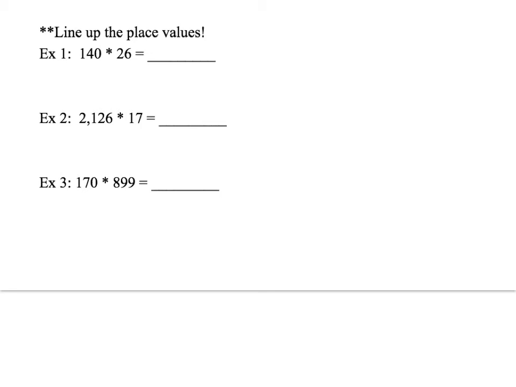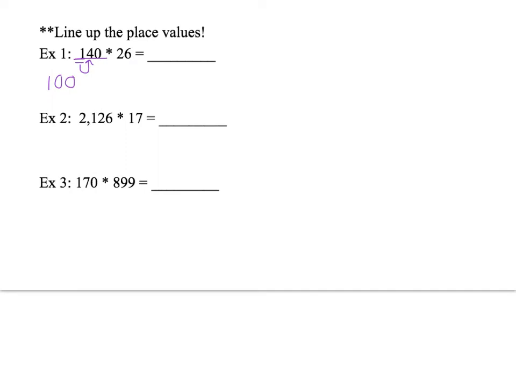Example 1, we have 140 times 26. Before we jump into multiplying, we're going to go ahead and estimate our answer. We have 140 as our first number. The largest place value is the hundreds place. Look to the right. That is a 4. So we are not going to round the 1 up. We're just going to remain a 1. And 140 is pretty close to 100.